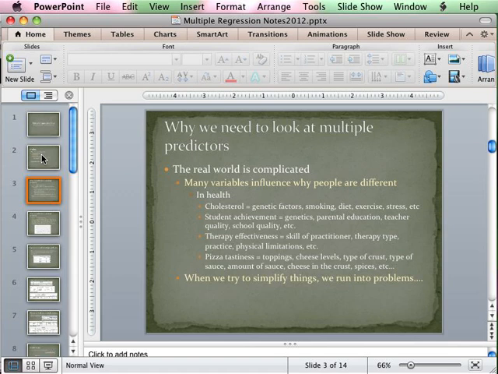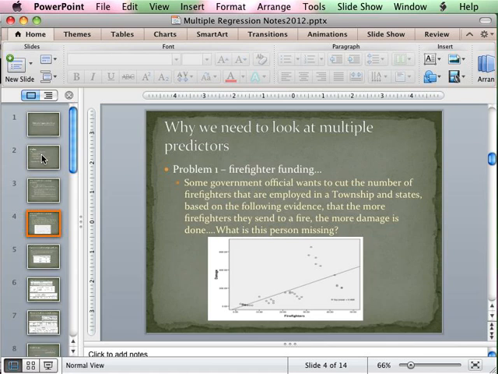So that's great. But otherwise, there's all these factors that go into why something is the way it is. When we try to simplify things, we tend to run into problems. So I'm going to give you this graph right here. And we'll talk about firefighter funding. Very appropriate for the dry conditions we've been experiencing. And we look at this little graph here, and a government official comes in and says, well, look at this. I have this graph about the damage done to buildings in millions of dollars, and I have the number of firefighters deployed to each of those blazes, right?